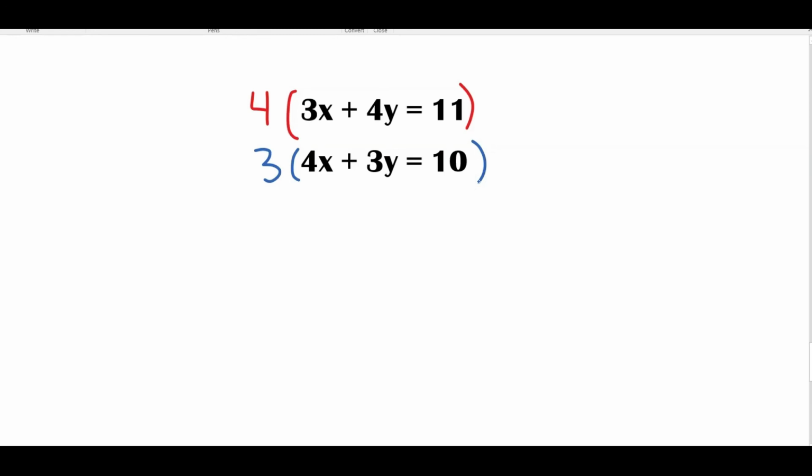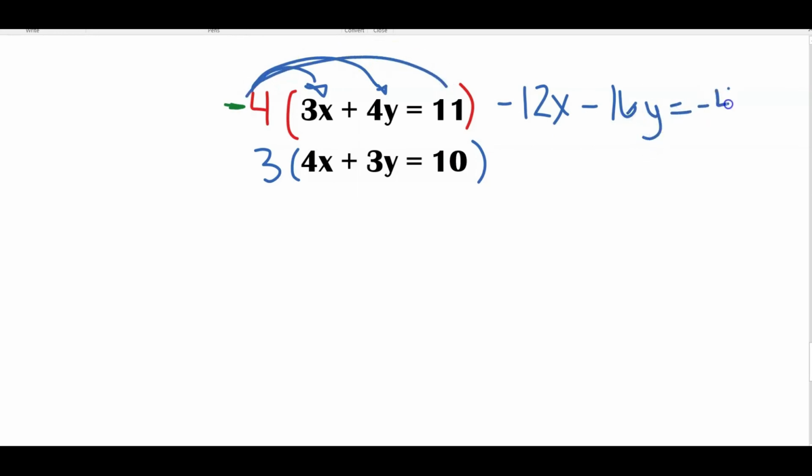Now the only issue is when we're creating opposites, I need them to have opposite signs. So if they don't already have opposite signs, just make one of those numbers negative. So I make this a negative 4 and multiply, and I'm creating two entirely new equations here. Negative 4 times 3x gives me negative 12x. Then negative 4 times 4y gives me negative 16y. And then negative 4 times 11 is negative 44. So I multiply that out.